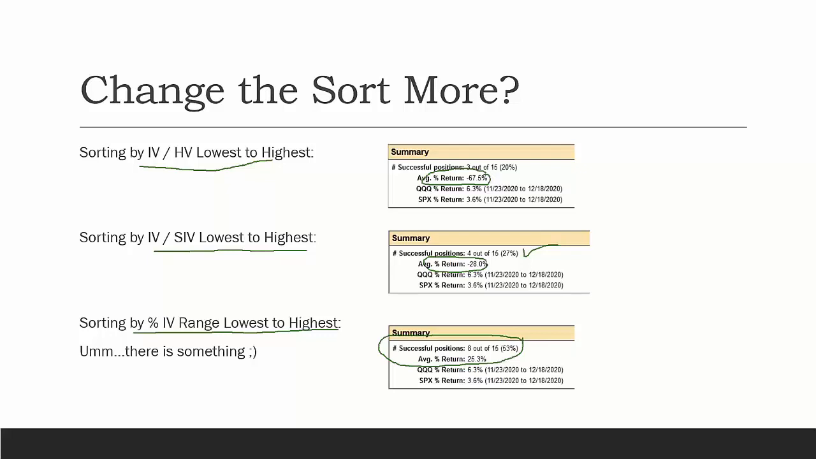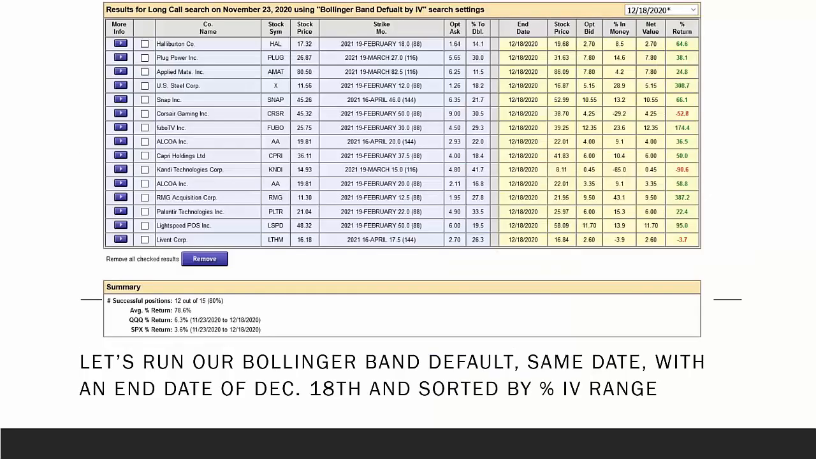Now, I'd be remiss if I didn't do the next step here. And what is our next step? At the beginning of the presentation, I mentioned that we have default settings in over 23 of the most commonly used option strategies for options investors. And Ernie's tested long call search he prefers to use is the Bollinger Band default screen.